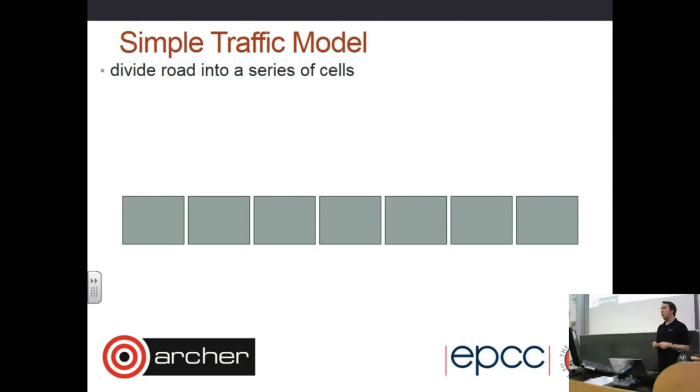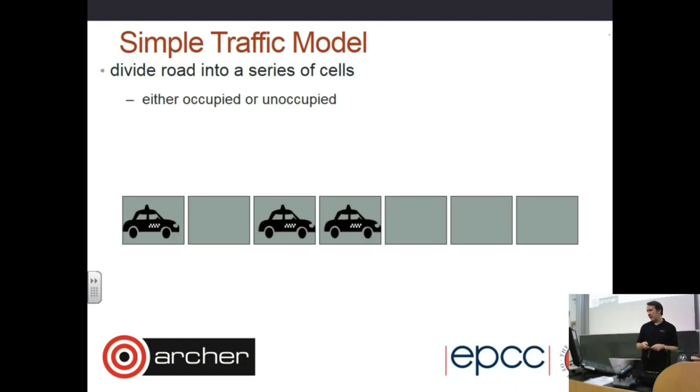So I'm going to divide the road into a series of cells. I'm going to do a 1D cellular automaton. It's almost the most trivial thing you can imagine. So my road here, I've got 1, 2, 3, 4, 5, 6, 7 cells. And they're either occupied or unoccupied. So they either have a 1, which means there's a car there, or a 0, which means there isn't a car there. And I have a simple update rule.